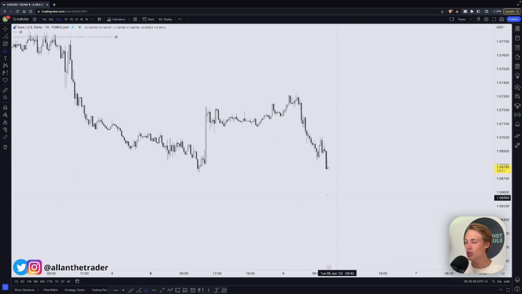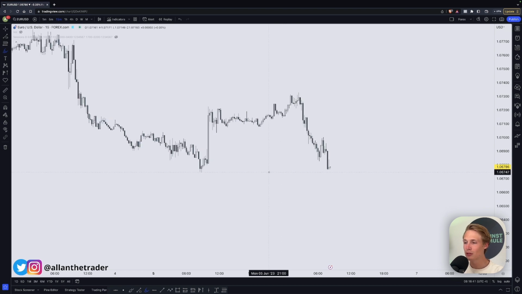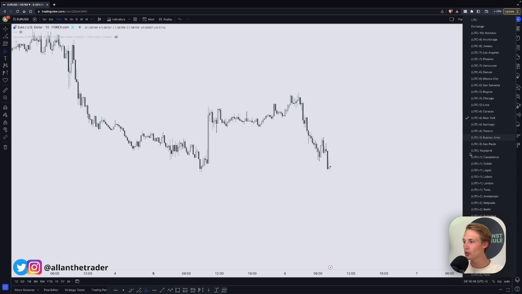So before I can show you which hours I'm talking about, first you need to set your TradingView time zone to New York. So you can do that below here on the right. You can set it to the New York time zone, UTC -4, because this is what most traders are looking at. So we'll be using the New York time.